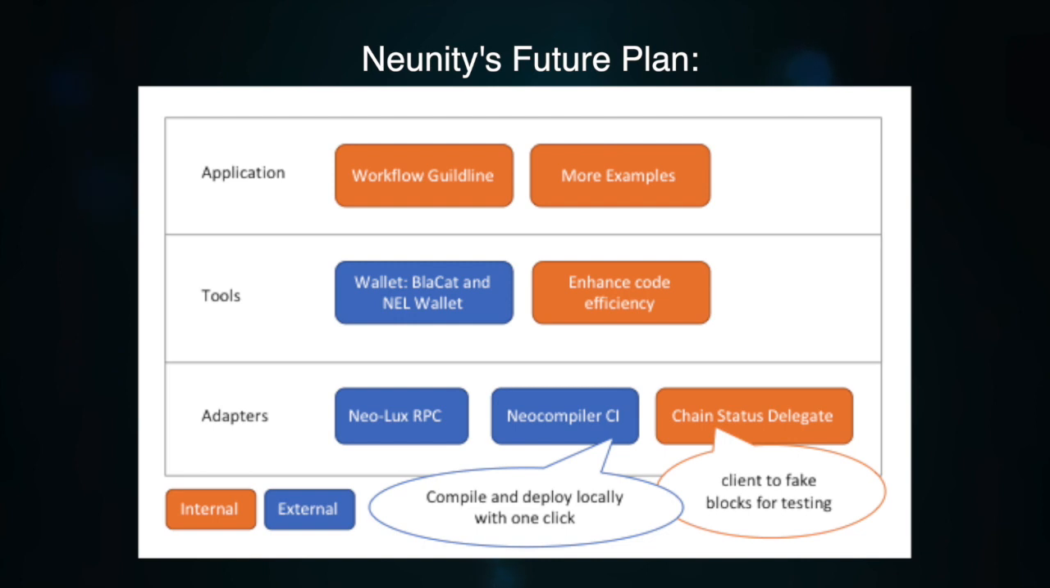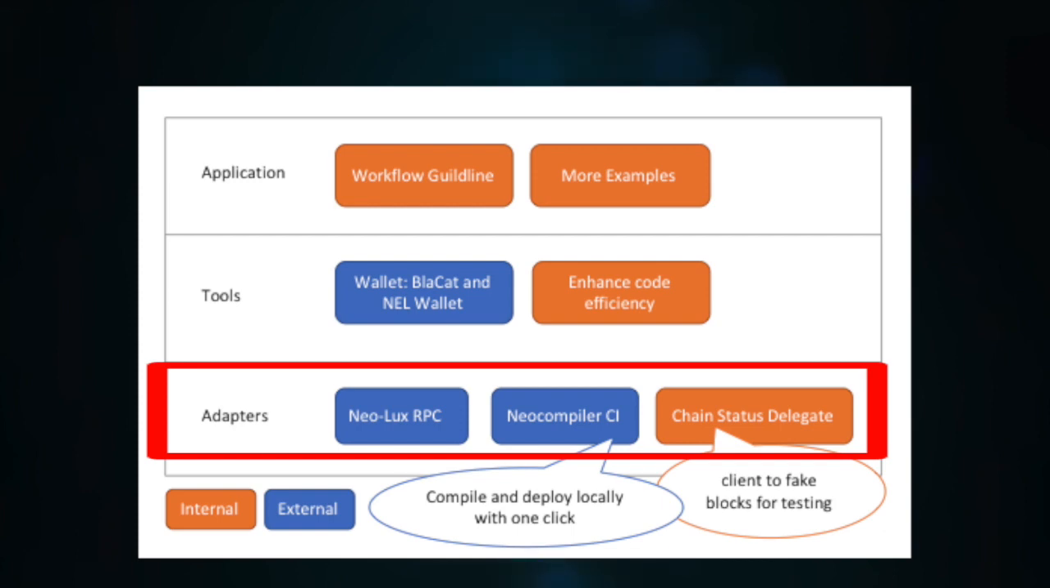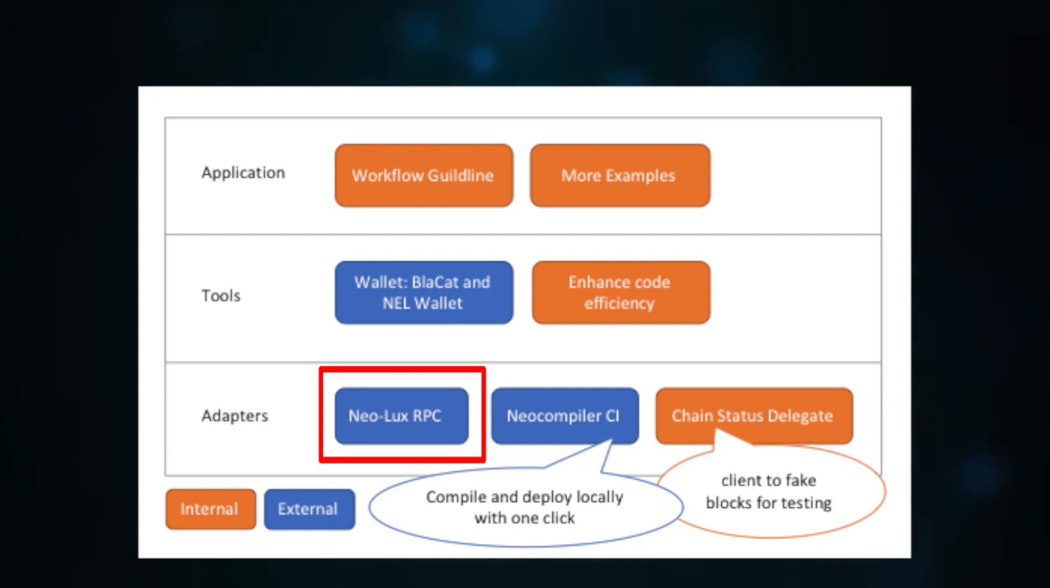This picture shows our future plan. We have the orange boxes for the internal development plan, while the blue ones stand for the interaction with the open source projects from Neo's ecosystem. So let's take a look at the adapters layer first. We plan to interact with the Neolux RPC because the demo you see in this video just now is just the interaction with the local storage. If we plan to use the client code without any change to interact with a real chain, we also need some integrations with Neolux.